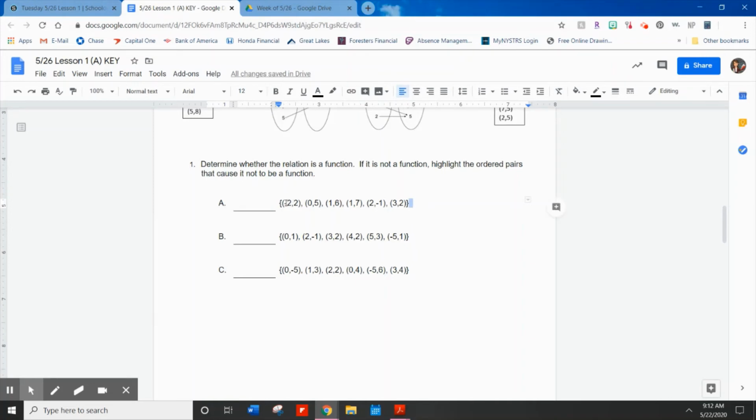So again, it's the X values that matter. We got negative 2, 0, 1 and 1. And I'm going to stop right there because the ones are repeating themselves. Therefore, this is not a function.